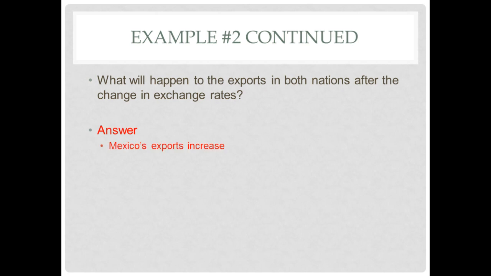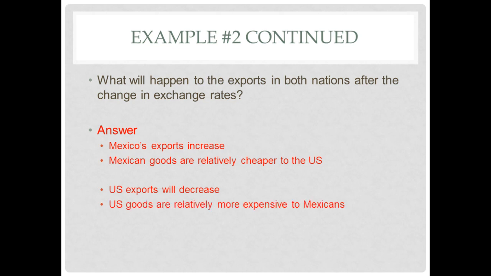All right, summarizing, Mexico's exports will increase. Why will Mexico's exports increase? Because of the depreciation in value of the peso, Mexican goods are now cheaper to the US. However, US exports will decrease because the dollar appreciated, which means US goods are now relatively more expensive to Mexicans. Okay, hopefully you're starting to get the hang of this.